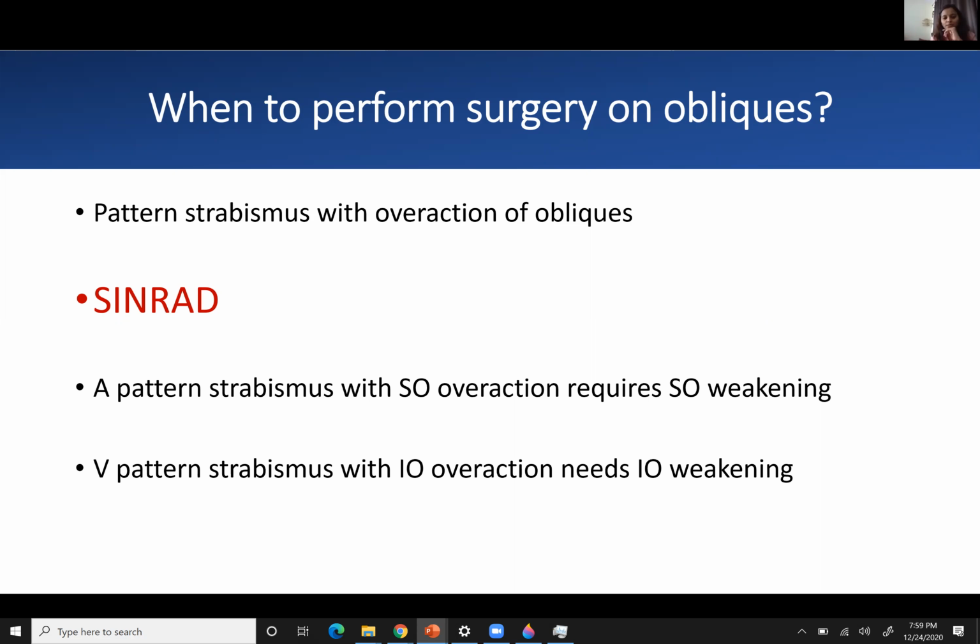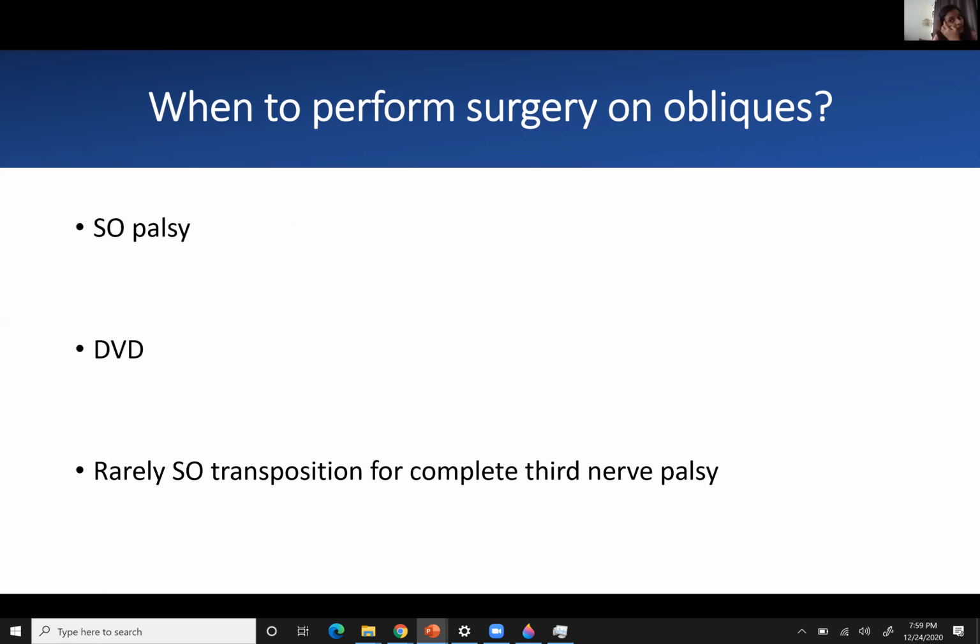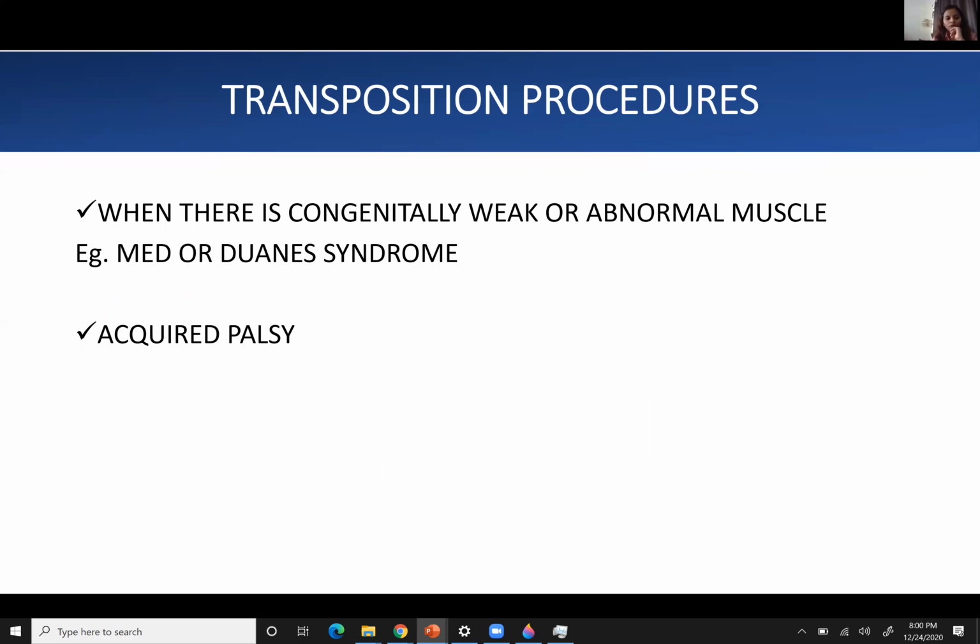V pattern strabismus is of course associated with inferior oblique overaction and needs IO weakening. And when else to perform surgery on obliques? When you find SO palsy, DVD. Rarely you also do an SO transposition for complete third nerve palsy, because the only functioning muscles in a complete third nerve palsy are the superior oblique and lateral rectus. So therefore you can use either of the muscles to achieve good alignment in the primary position.